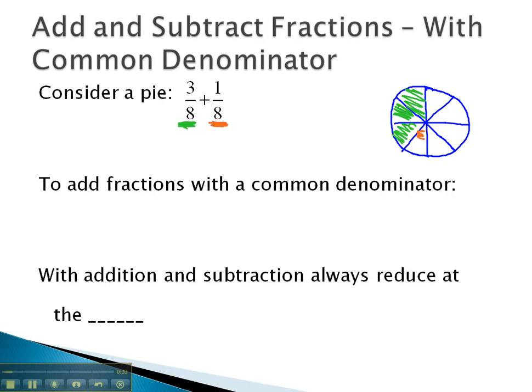1/8 represents 1 of the 8 pieces. When we add those together, we see there's a total of 4 pieces shaded. They're still cut the same size, though. The size of the cut hasn't changed. We have 4/8 of the pie, which reduces to 1/2. As we can see, there is exactly 1/2 of the entire pie shaded here.